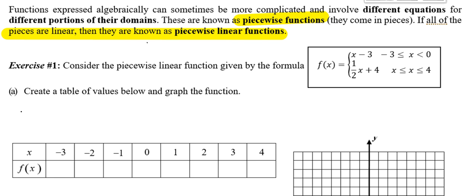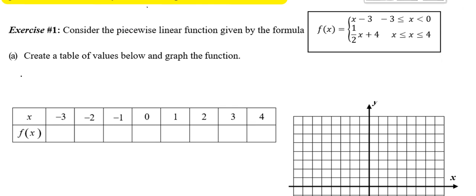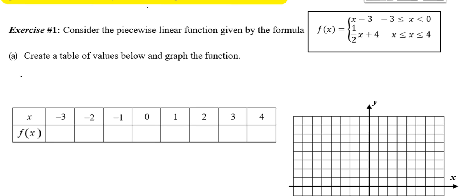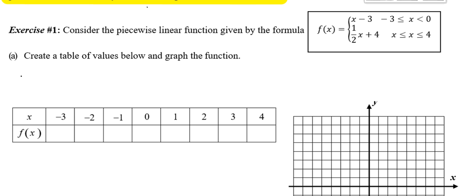So let's look at exercise 1. Consider the piecewise linear function given by the formula. Create a table of values below and graph the function. As I look at this table, notice that all of your x's go from -3 all the way to +4. I'm going to classify some information here. I have two functions. The first domain sits between -3 and 0, so I only want values between -3 and 0.